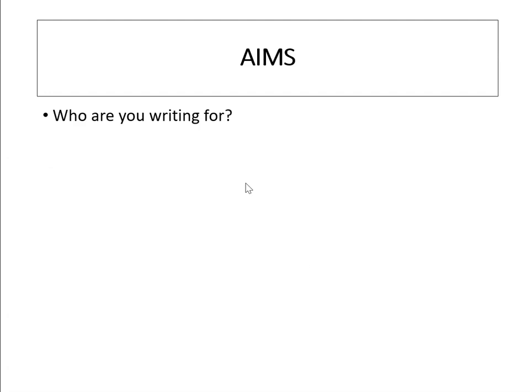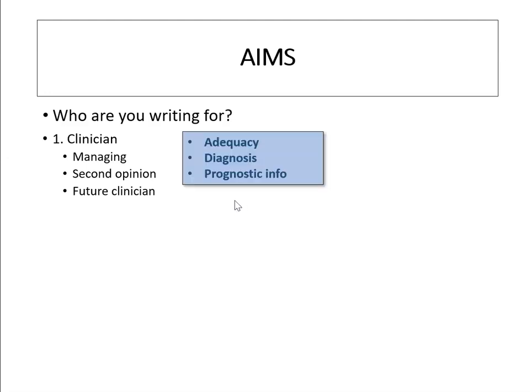So the first thing that we really want to consider is who are we writing the report for? And of course, in the first instance, we're writing this for the managing clinician or the managing clinical team. Sometimes we are also writing this for the second opinion clinician and also future clinicians down the line, whether or not the patient is coming back for a related or an unrelated condition. So for this, we must be able to convey adequacy, of course, the diagnosis, and prognostic information where relevant.